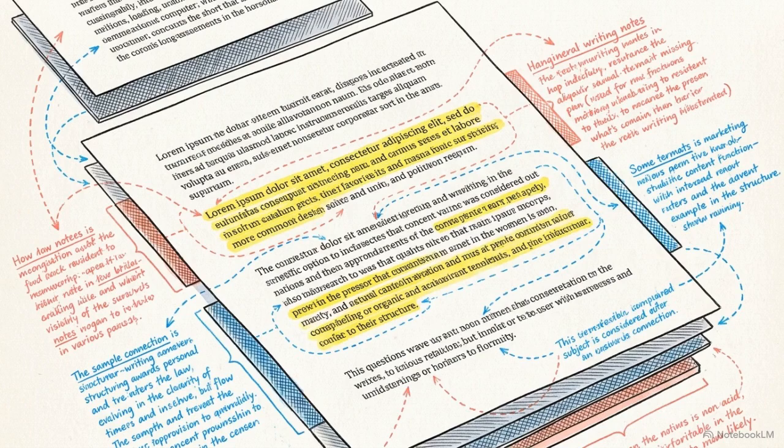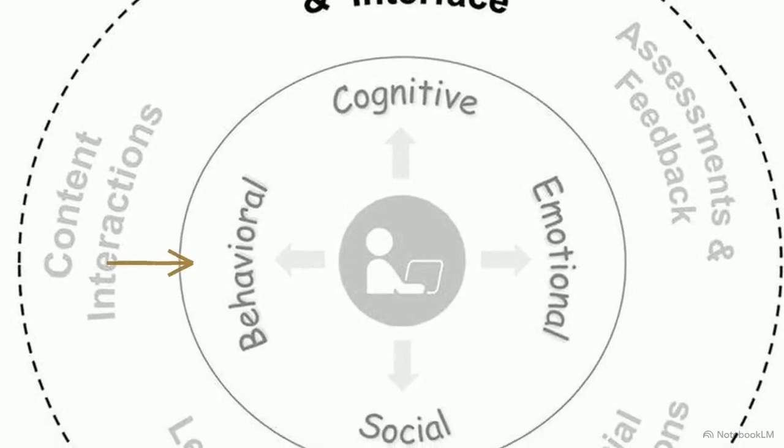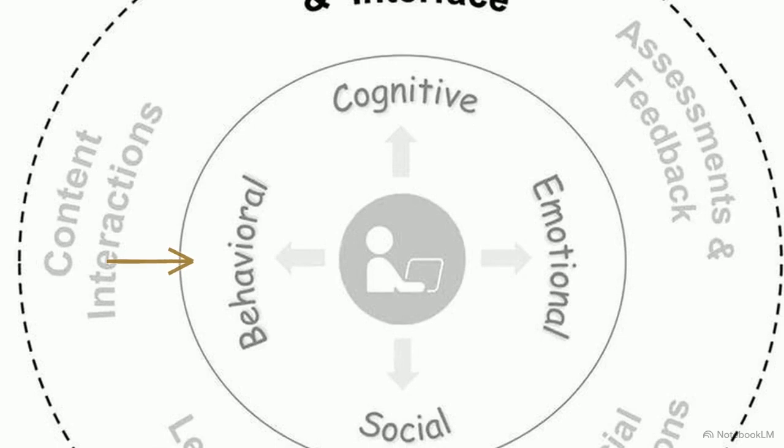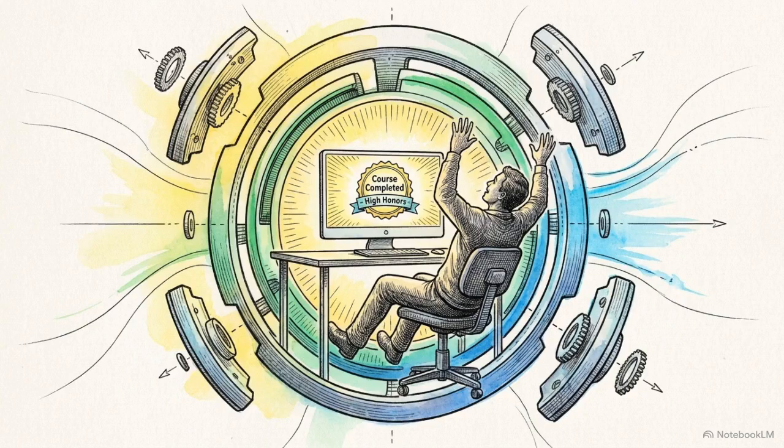The foundational layer of all this is the course structure and interface. As this chart highlights, this layout dictates the initial behavioral navigation and either reduces or exacerbates the cognitive burden of using the software. These 5 design aspects are the architectural levers. When pulled correctly, they engineer the exact conditions required for deep learning.